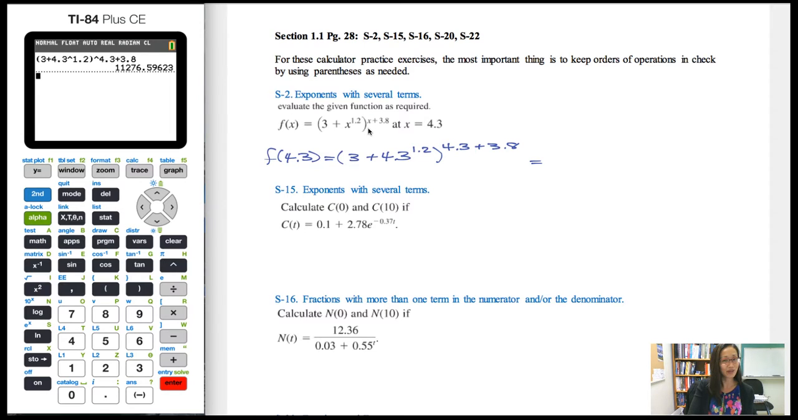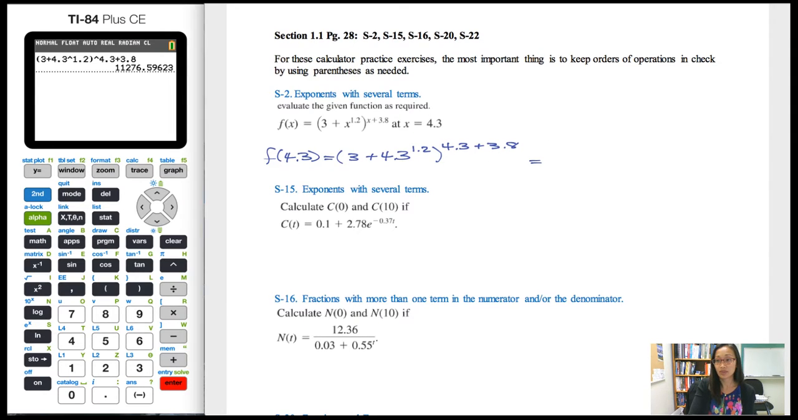So if you think about what we've actually typed in and then take a look at the actual function, I hope that you can see that those two are not the same thing, right? The actual function here is telling us to evaluate inside the parentheses first. So take 4.3, raise it to 1.2, add 3 to it. And then whatever that answer is, you're going to raise that whole thing to this exponent. So this power right here, let me highlight it. We're going to raise the whole thing to this.